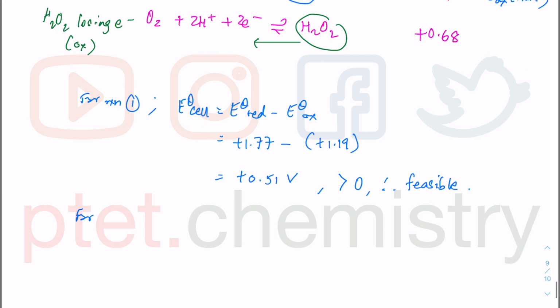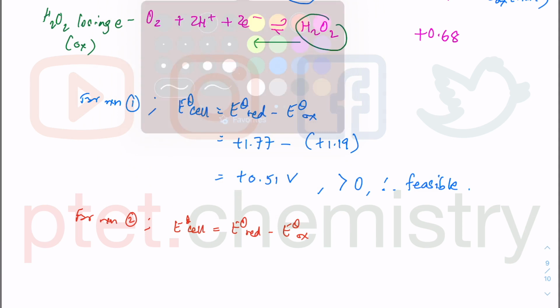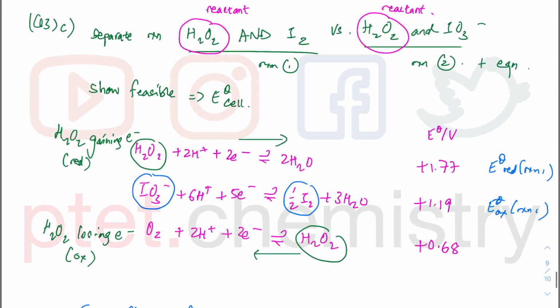Now for reaction 2, my E cell is also E-red minus E-ox. But then I should use a different color in order to show you what is going on. Let me choose red color. So I'm going to have a look now. For my reaction 2, IO3 minus is my reactant. So I am looking to go from here to here. So I am going this way. So I am gaining electrons because this is my reactant. It gains electrons. It gets reduced. So this is my E-red, reaction 2.